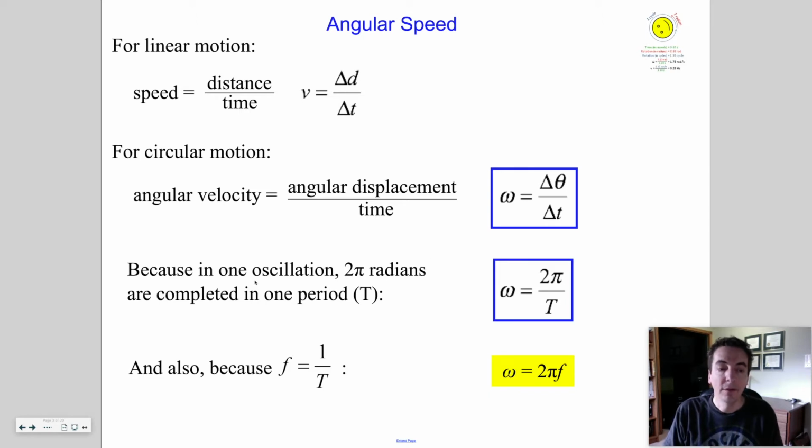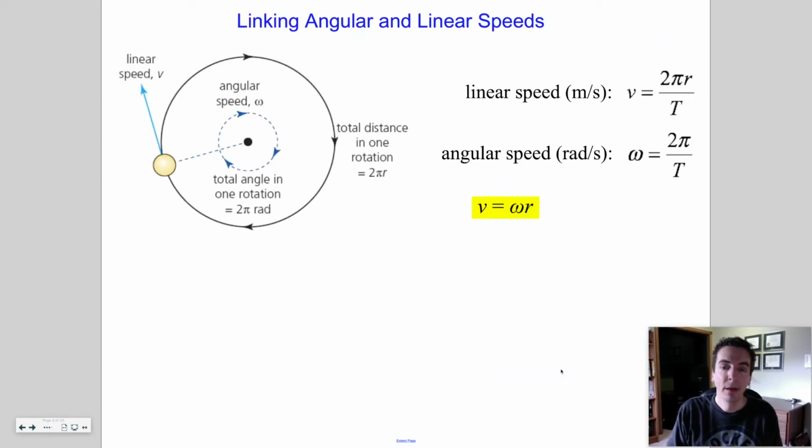The symbol for that is this Greek letter here, omega. Because in one oscillation, 2 pi radians are completed in one period, so this is, again, distance divided by time in terms of radians, so 2 pi over T. And if we put that together, because frequency is 1 over period, we get this formula that's on your data sheet. Angular speed equals 2 pi times the frequency of rotation.